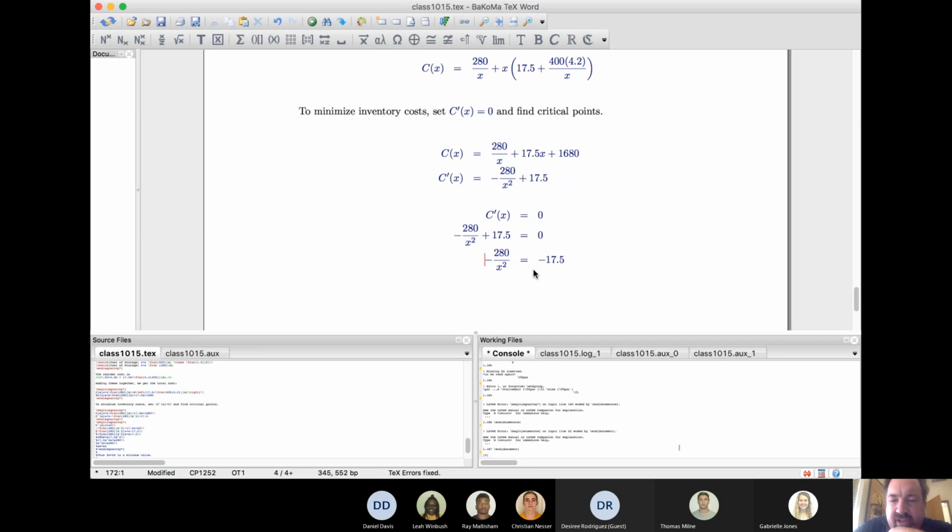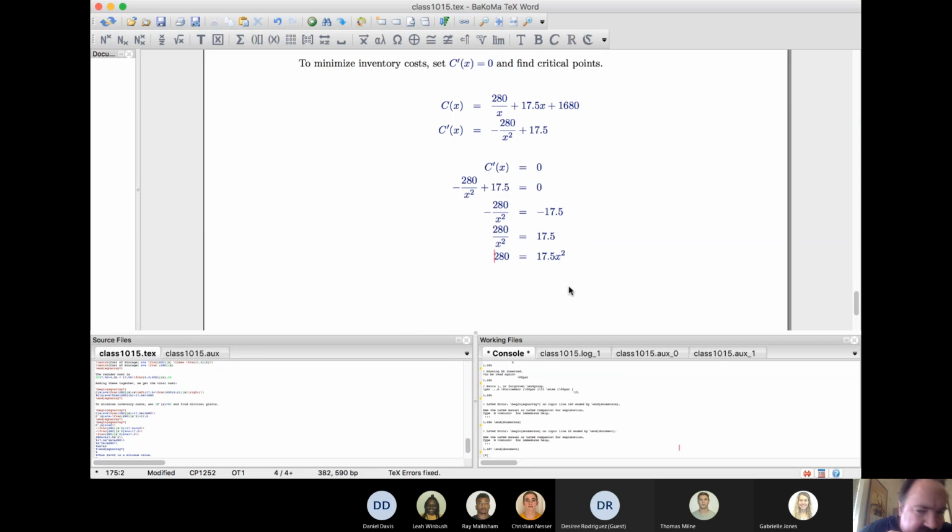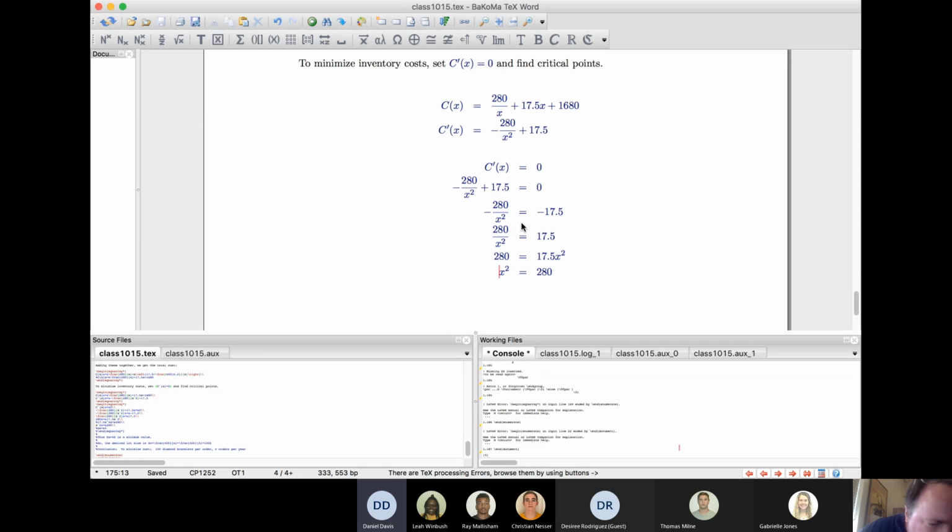So then if I move this to the other side, and then we'll just negate both sides, multiply both sides by x squared, and then divide both sides by 17.5. Oh, something's wrong here. Something was mistyped. 280 divided by 17.5 is 16.